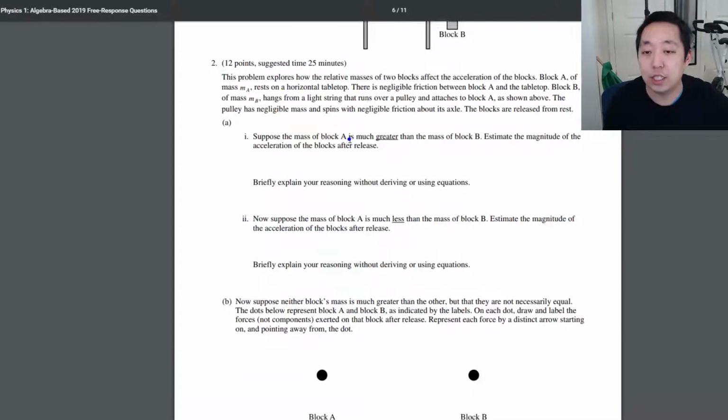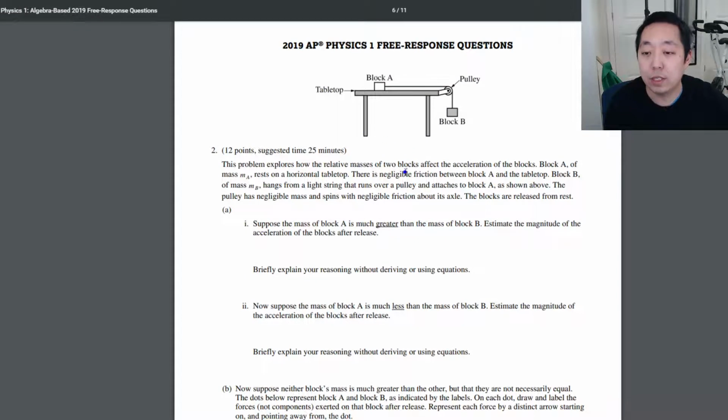Looking at last year's exam, the 2019 free response question, it looks like this. It's a 12-point question typically, and you see the suggested time is 12 minutes. It was question 2 on last year's exam. It's some kind of question that's conceptual, about something about the problem. So you have to explain your reasoning without deriving or using equations. You have to explain it using concepts.